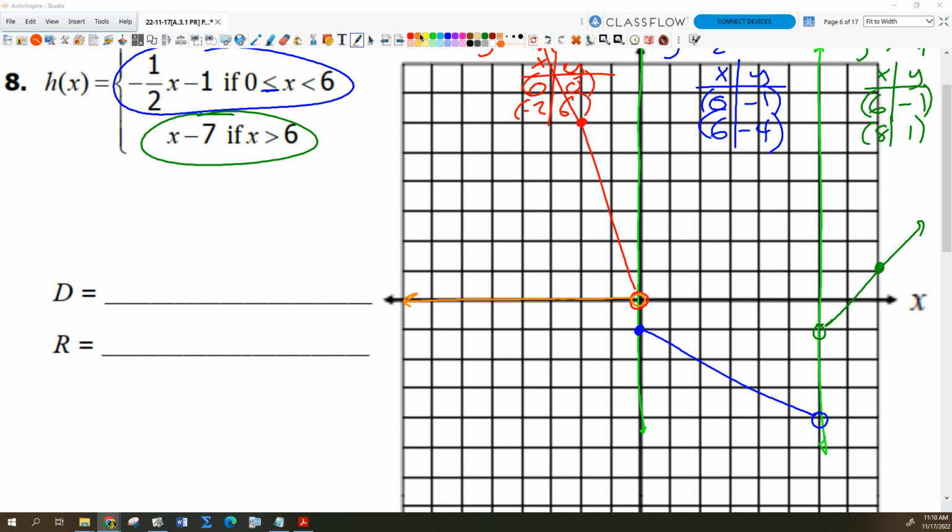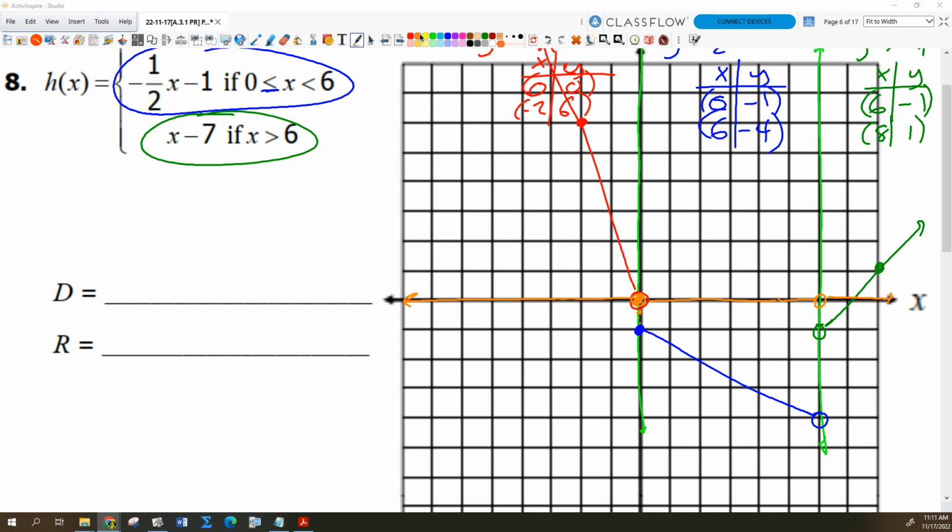Okay, the blue domain. Maylin, where's it start? 0. And it fills it in, doesn't it? Because it's solid. So this goes up there and fills that in, and then it goes over to where? 6. Okay, and it's open at 6, isn't it? While you're at it, how about the green one? It stays open. Yep, stays open, and then it just goes to the right forever. Okay, so there's our domain.